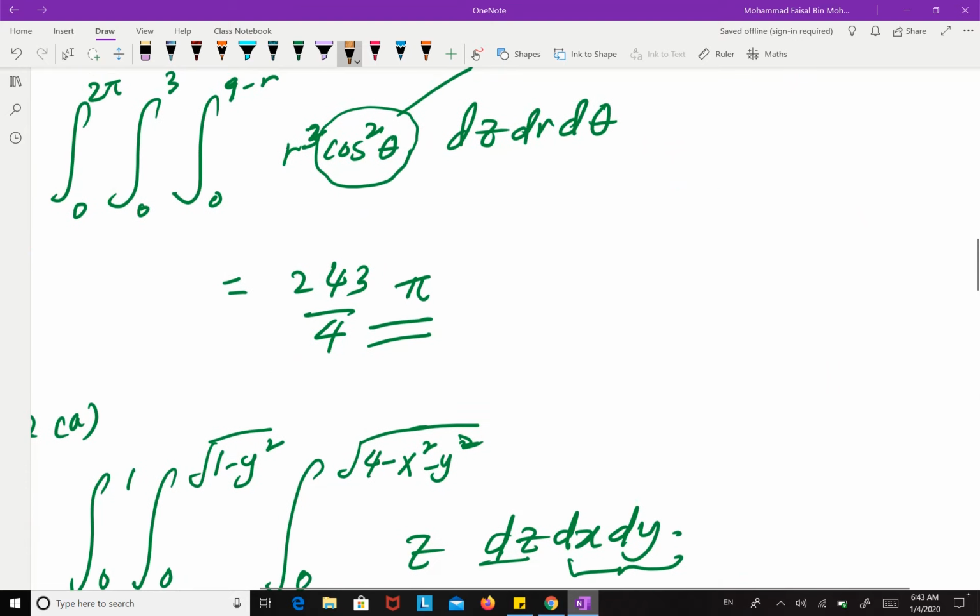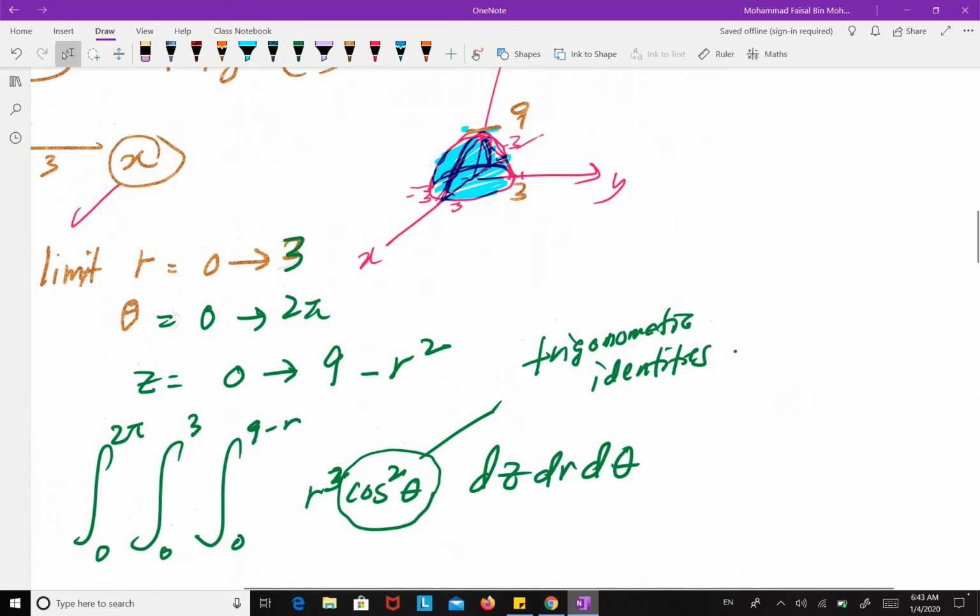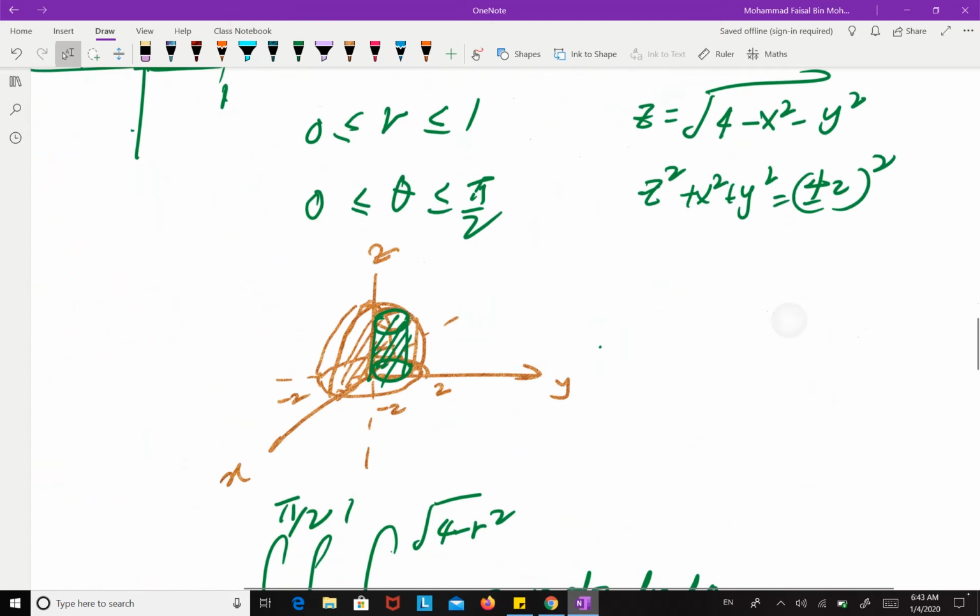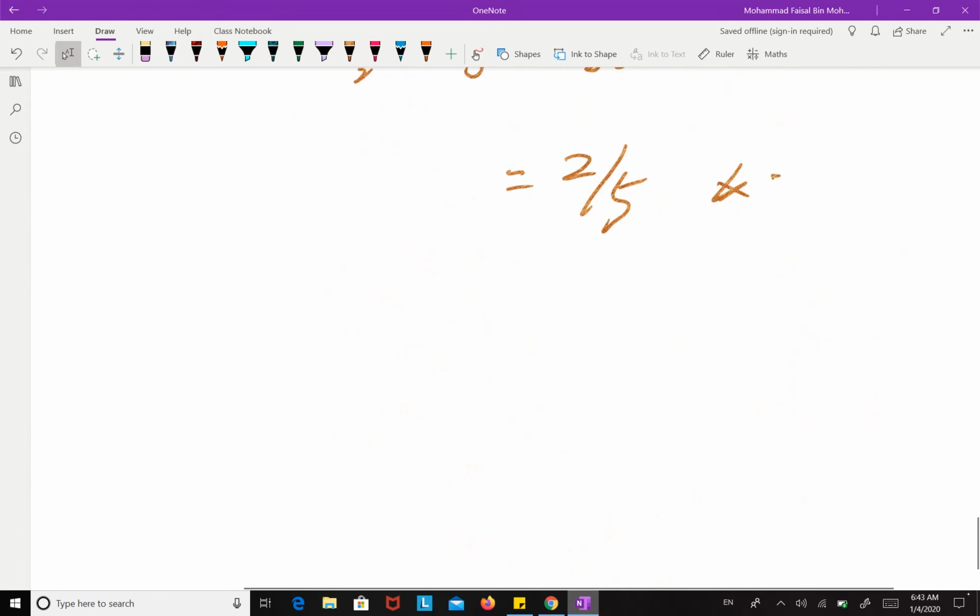The hardest thing is you have to know how to find the limit. It's the main thing. The others is just a calculation.